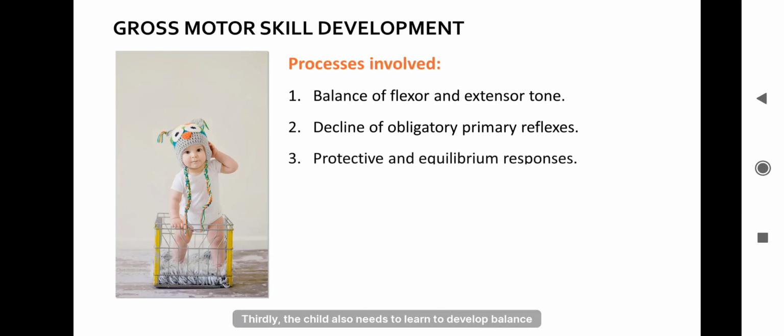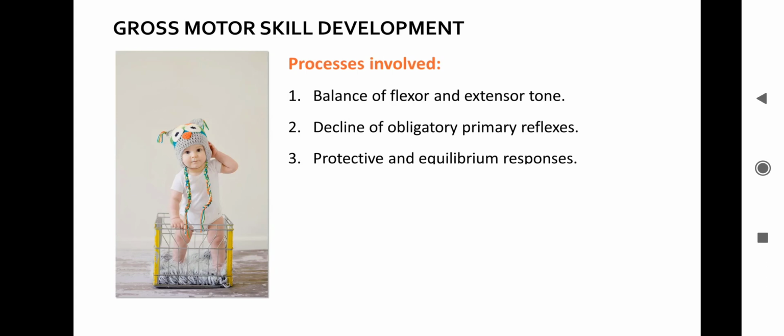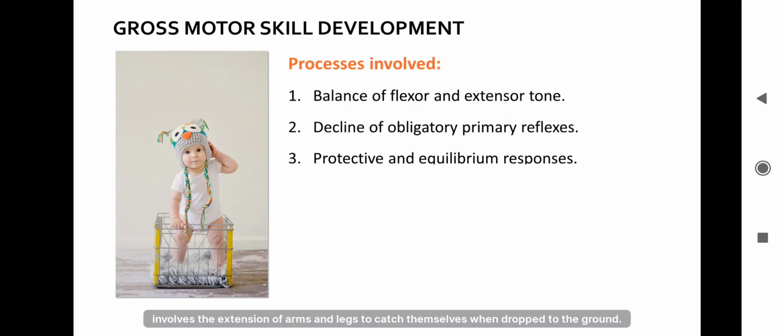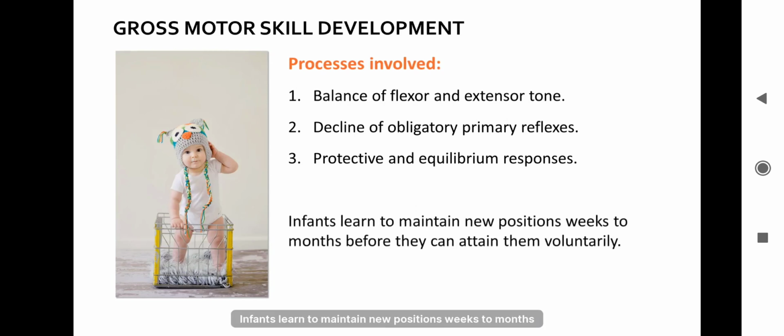Thirdly, the child also needs to learn to develop balance to keep from falling when walking. The parachute response of a 9-month-old involves the extension of arms and legs to catch themselves when dropped to the ground. Infants learn to maintain new positions weeks to months before they can attain them voluntarily. For example, a 6-month-old can stay seated briefly if placed in the position, but cannot get to that position themselves. Most cannot walk independently until 4 to 5 months after they pull to stand.